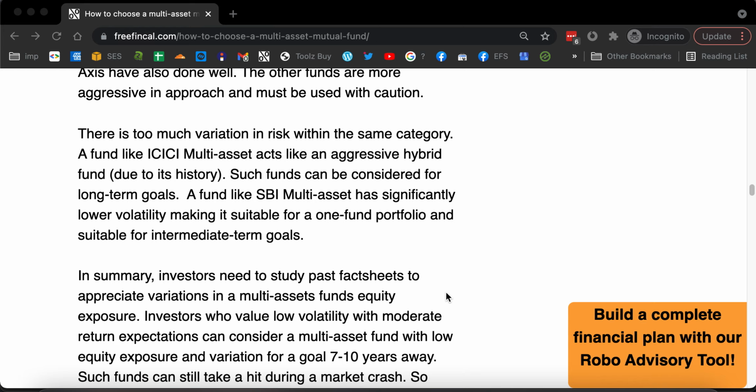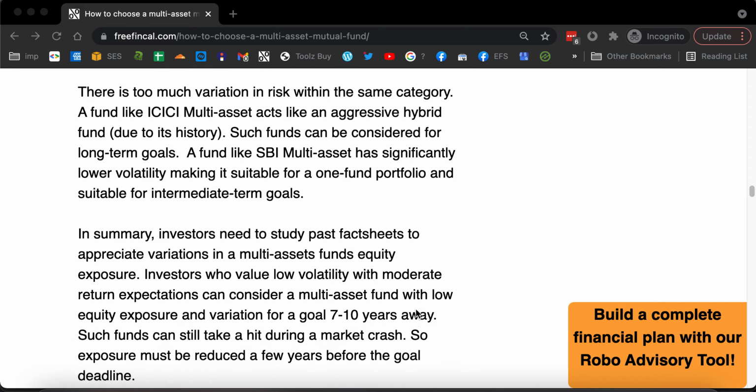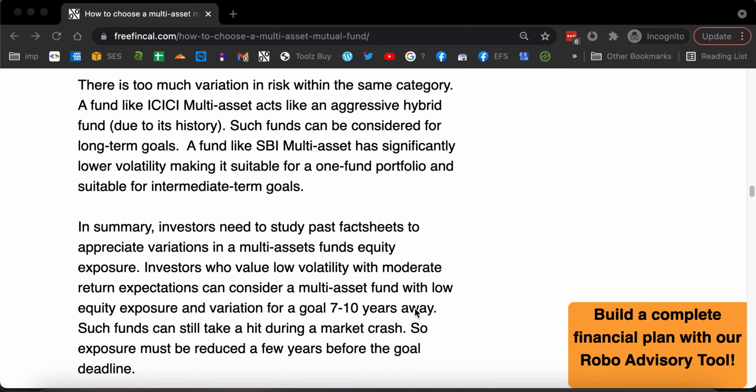Although they say it's a category, all of them don't behave the same. There are significant fluctuations. So we have to look at the fund fact sheet, study the history, and only then we will be able to decide which to choose and which not to. For long-term goals, instead of an aggressive hybrid fund, you can consider a multi-asset fund.